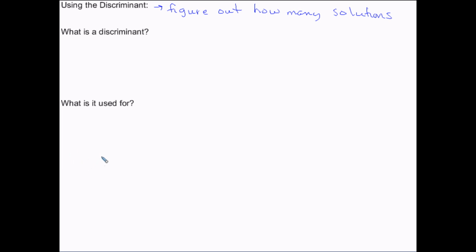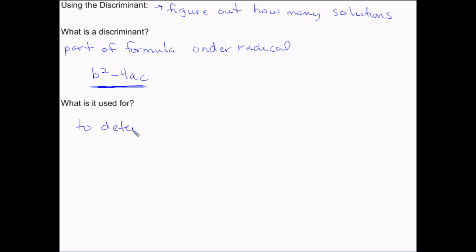So first of all, what is the discriminant? The discriminant is the part of the formula under the radical. So that's the b squared minus 4ac. That is the discriminant right there. And as I said, it's used to determine the number of real solutions. Now again, this is real solutions, so we're talking about numbers in the real number system.